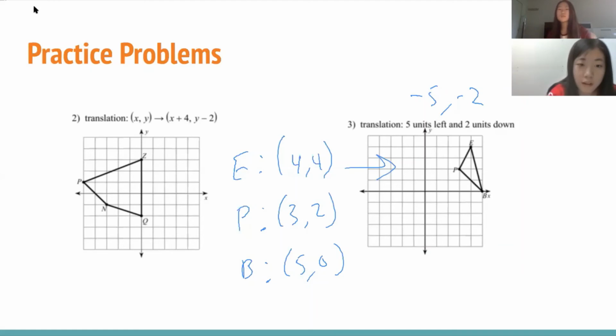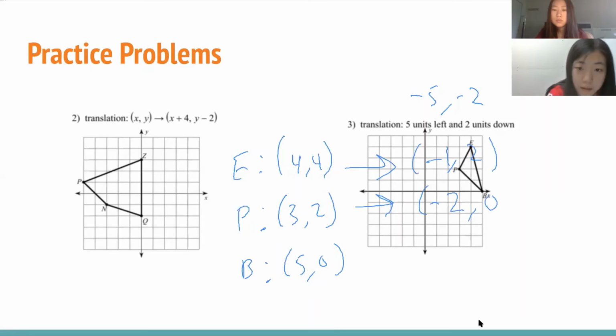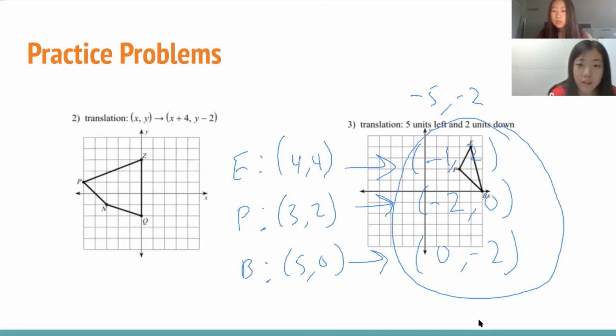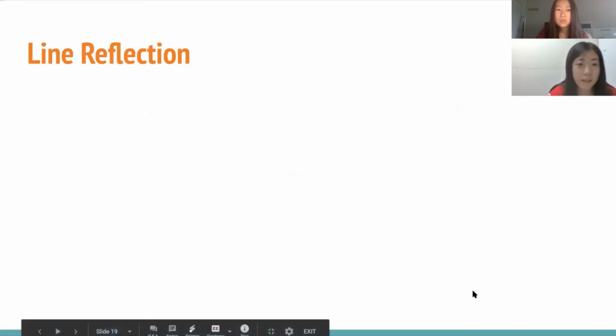The new coordinates of E will be -1, 2. The new coordinate of P will be -2, 0. And the new coordinate of B will be 0, -2. And again, you just need to plot these points on a coordinate grid, and that's how you do translations. Next slide, please.